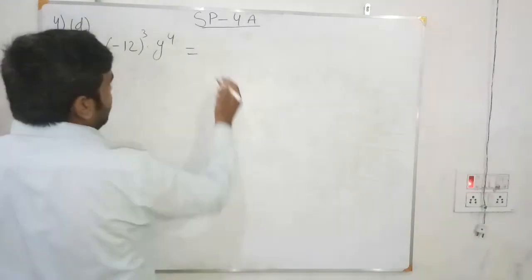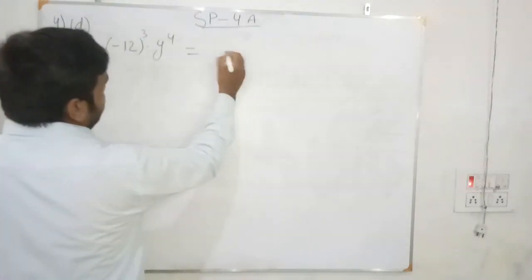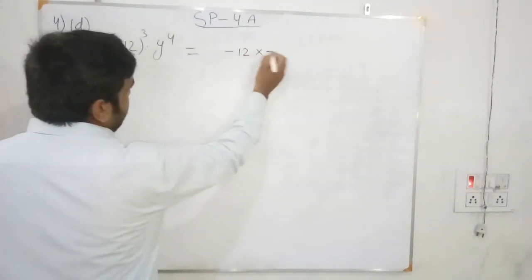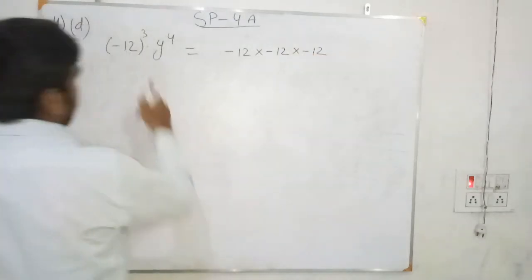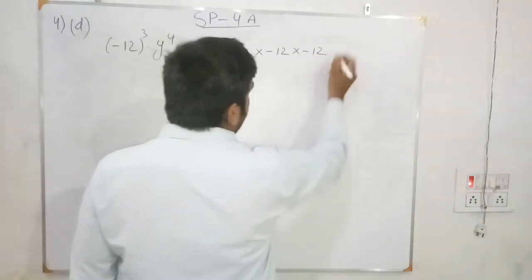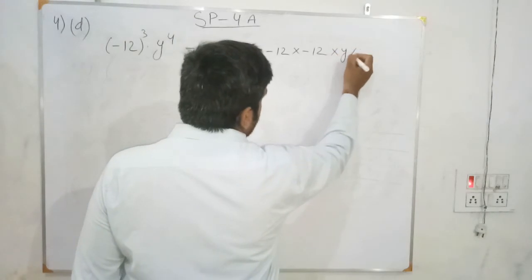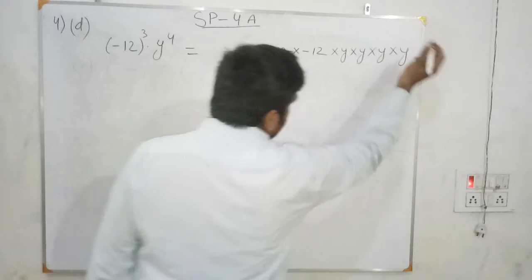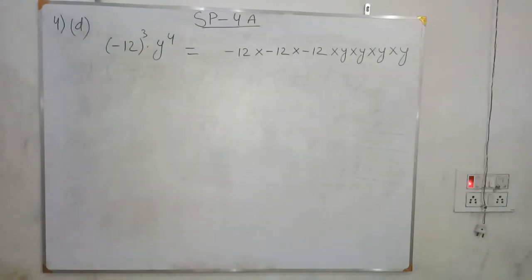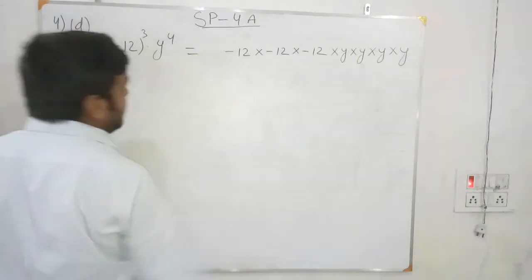One base is minus 12 and the other base is y. And this base minus 12 is multiplied by itself 3 times, so we write minus 12 multiply minus 12 multiply minus 12. And y is multiplied by itself 4 times, it is y multiply y multiply y multiply y. Okay, so this is the repeated multiplication.